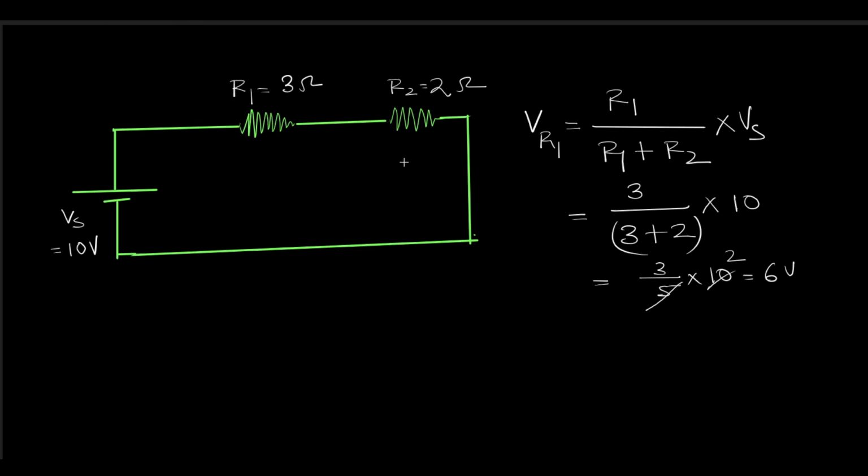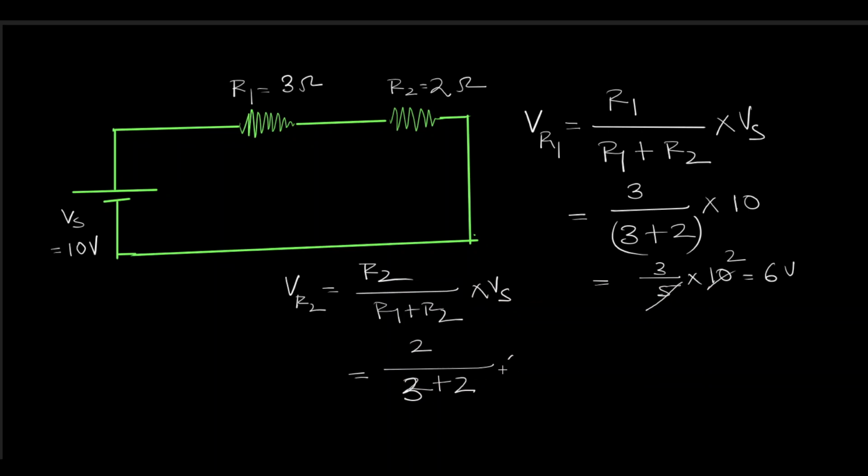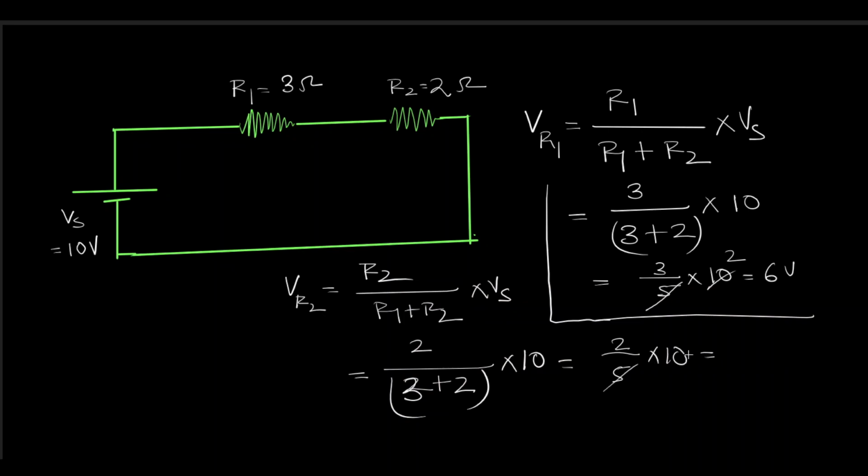Similarly, if you want to find out the voltage drop across R2 using the same formula, VR2 equals, the formula becomes R2 divided by R1 plus R2, into Vs. So this equals, R2 means 2 ohm divided by, actually R1 is 3 and R2 equals 2, into Vs, which is 10, and this equals 2 by 5 into 10, that means 4 volt. Okay, so this is 6 volt and this is 4 volt.